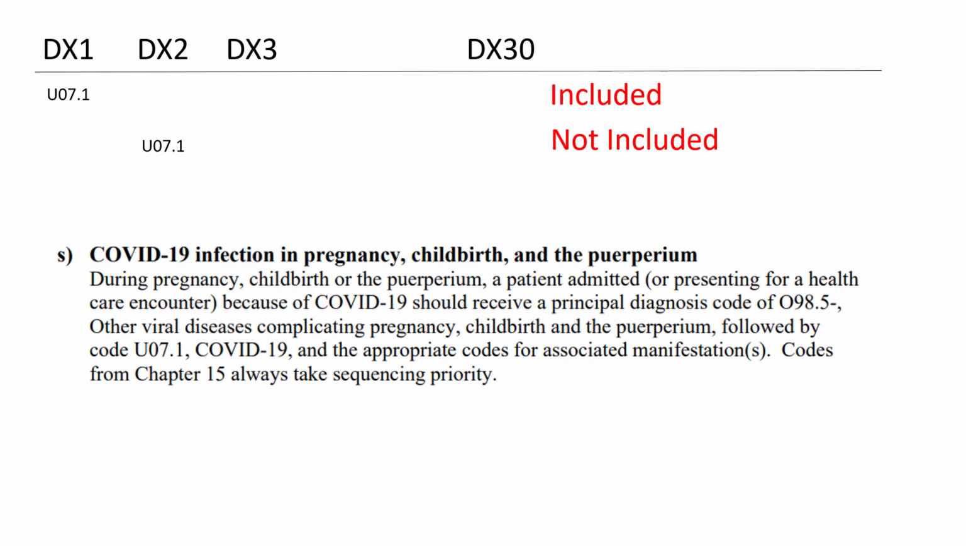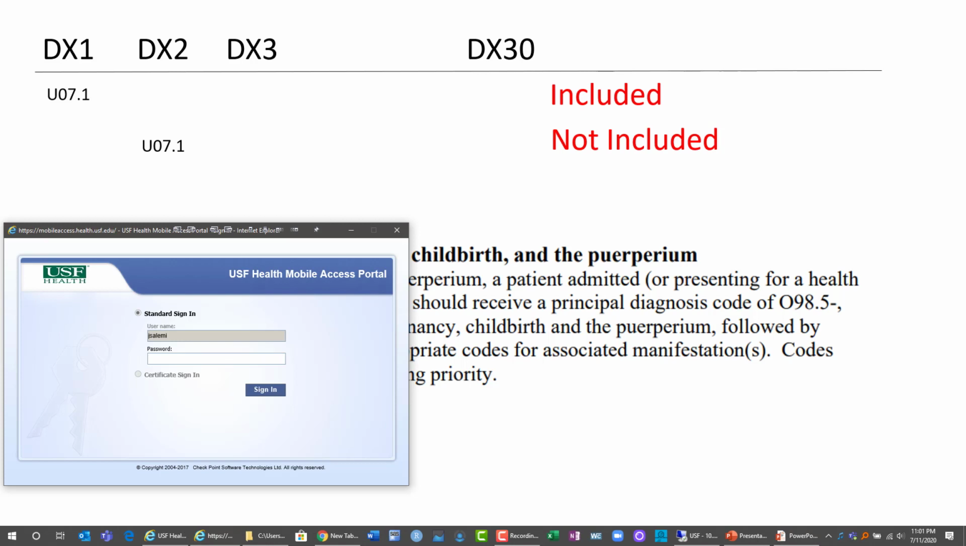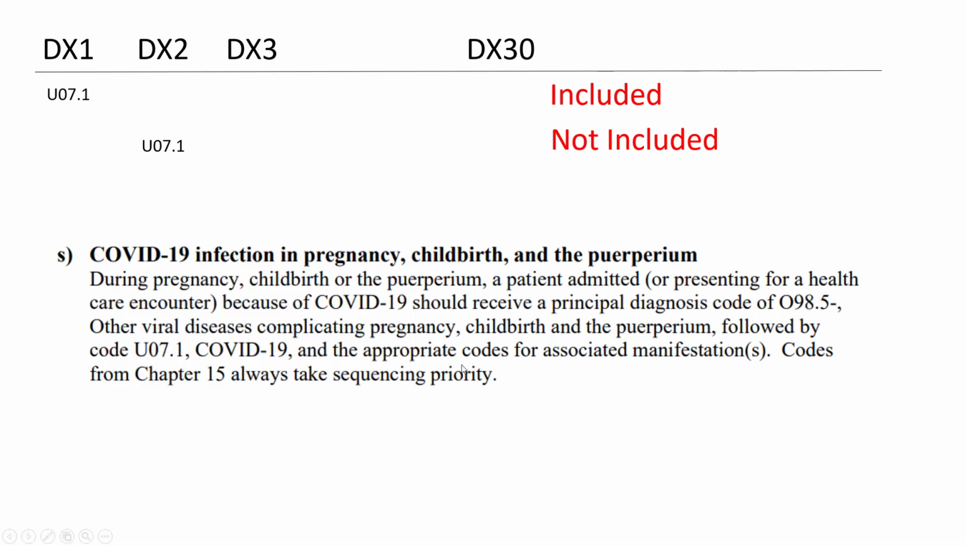If it happened to be the second diagnosis code, so not the primary, these people would not be included. So this is not capturing all patients with COVID-19 who are hospitalized. And so one of the perhaps many reasons this could be a problem is this is the guidance from CDC on pregnant women with COVID-19. And so it says here that during pregnancy, childbirth, etc., a patient admitted, sorry for that little pop-up, a patient admitted because of COVID-19.